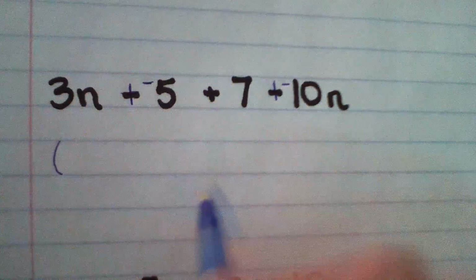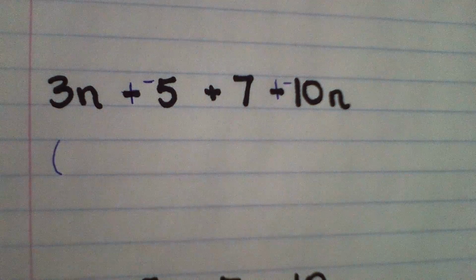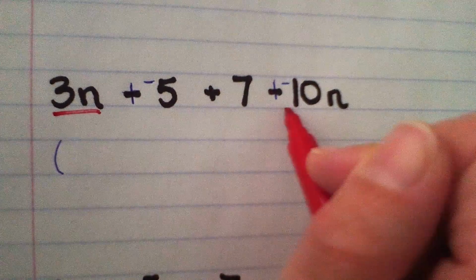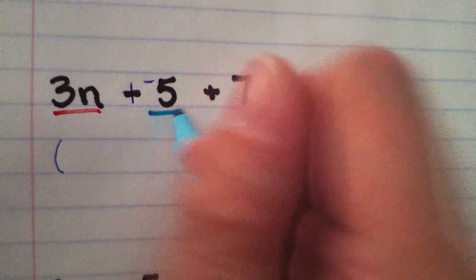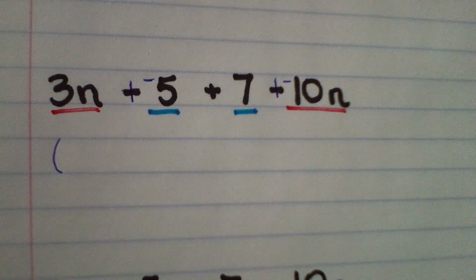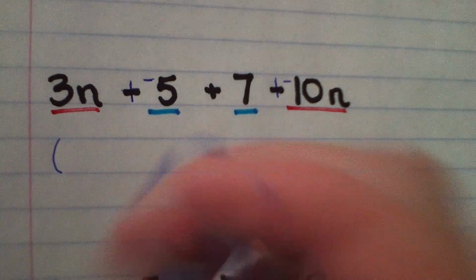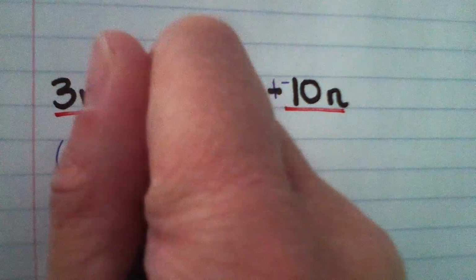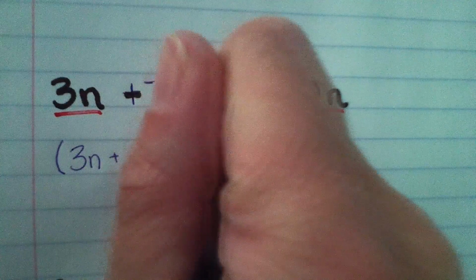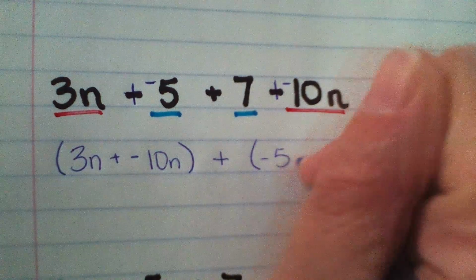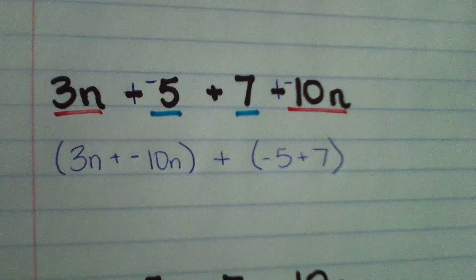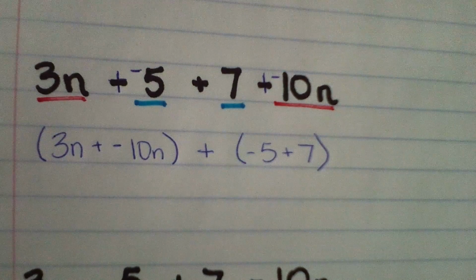So now I'm going to group my like terms. Actually, let's be clear about what the like terms are. Our 3n and our negative 10n are like terms, and our negative 5 and our positive 7, those are like terms. So let me write that out. I've got 3n plus a negative 10n, and then I'm adding on a negative 5 plus a 7. So now I've grouped my like terms using the associative property.